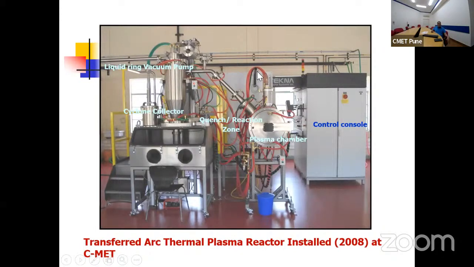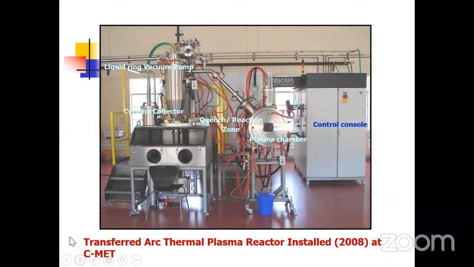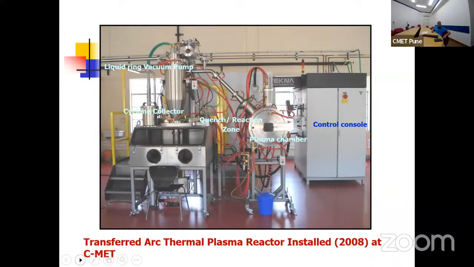This is the plasma chamber. Here is the transfer gun, and then there is a quench cum reaction zone, and then there is a cyclone collector, and for pumping there is a liquid pump, and then there is a control console. There is a 3-level security, because most of the nanoparticles are highly reactive, so we are collecting all in the glove box control atmosphere. I will show you a few pictures in open anyway.